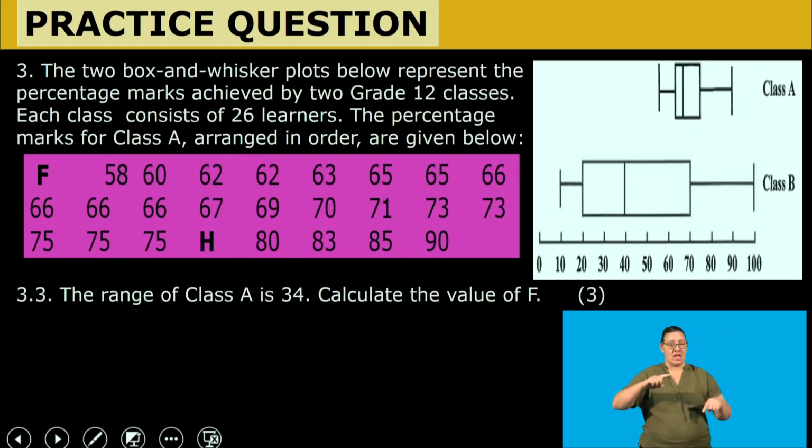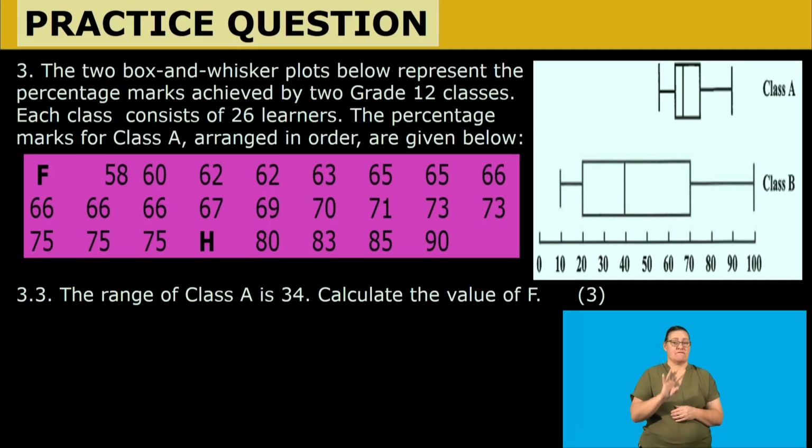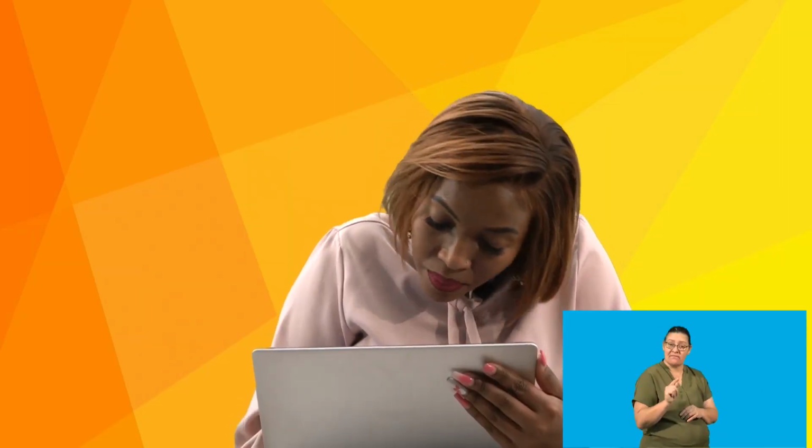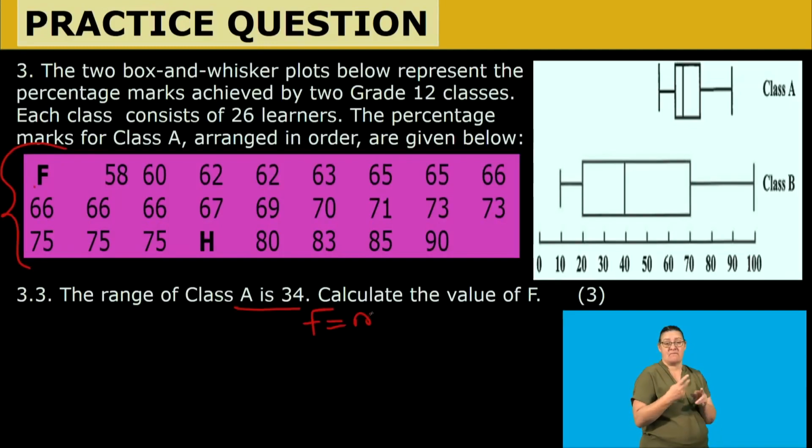The range of class A is 34. So they are already telling us, remember this is the data for class A. The range of class A is 34. Calculate the value of F. Remember what is F? They told us that F is the minimum value. It is the lowest value. So the fact that they tell you the range means they want you to use the concept of range to help you calculate the answer to this question.